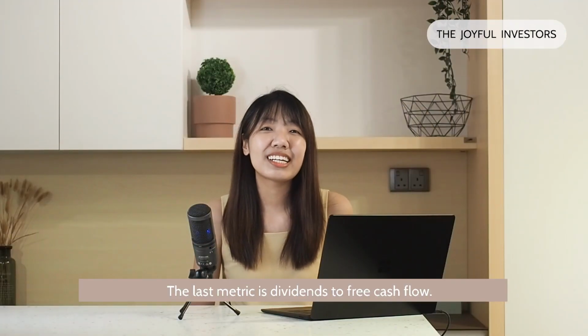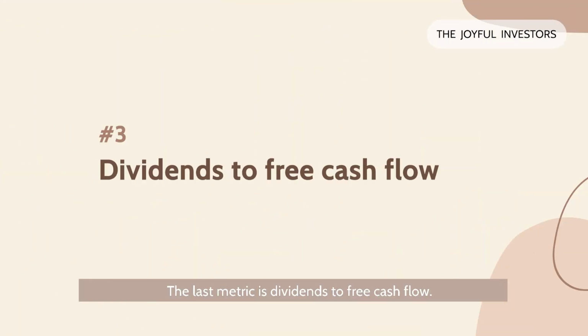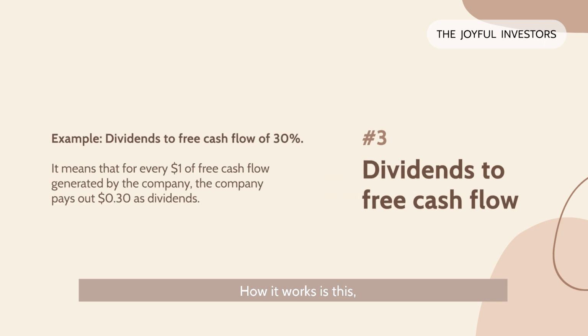The last metric is dividends to free cash flow. How it works is this. Say if we have a dividends to free cash flow ratio of 30%, it means that for every $1 of free cash flow that the company generates, it only pays out 30 cents as dividends.